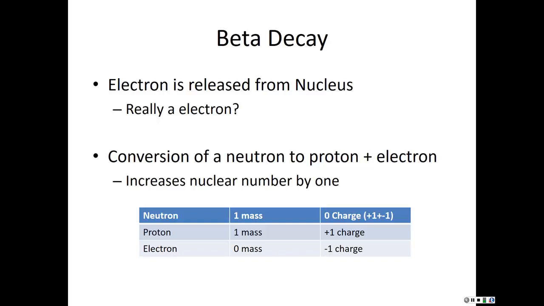And to show that, we use the symbol 0, -1 e. 0 because electrons have 0 mass. -1 because an electron is basically the opposite of a proton. And then the e just because it's an electron. As you go through it.